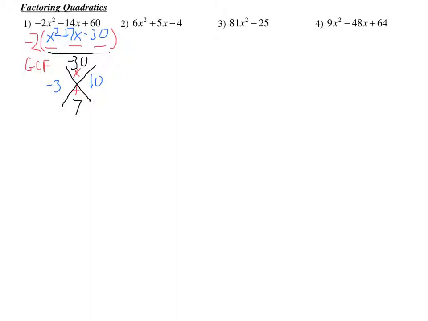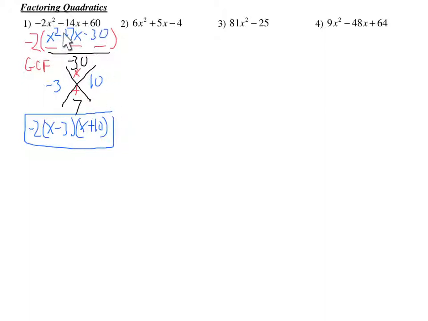So for your answer, you keep the -2 out front, and your answer is going to be x minus 3 and x plus 10. That is the factored form of this.